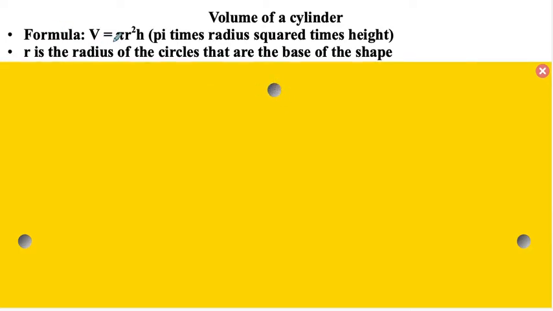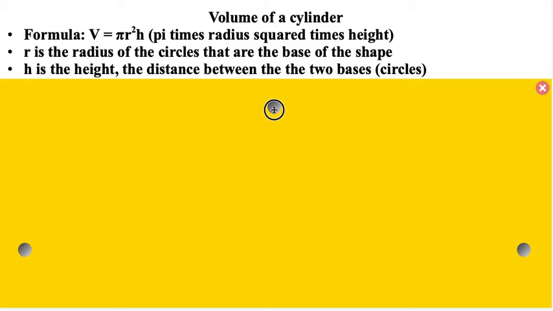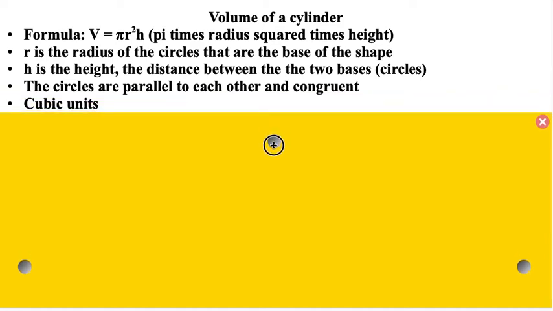So the formula: volume is equal to pi r squared, which would be the area of the actual circle itself, times h, which would be the height. Now, r is the radius of the circles that are the base, they call it, of the shape. H is the height, which is the distance between the two bases, which are the circles. The circles are parallel to each other and are congruent, like I said. Because it's a volume, you're going to have the radius times itself, which is squared, then times the height, which means you're going to have cubic units, which is true for any volume.